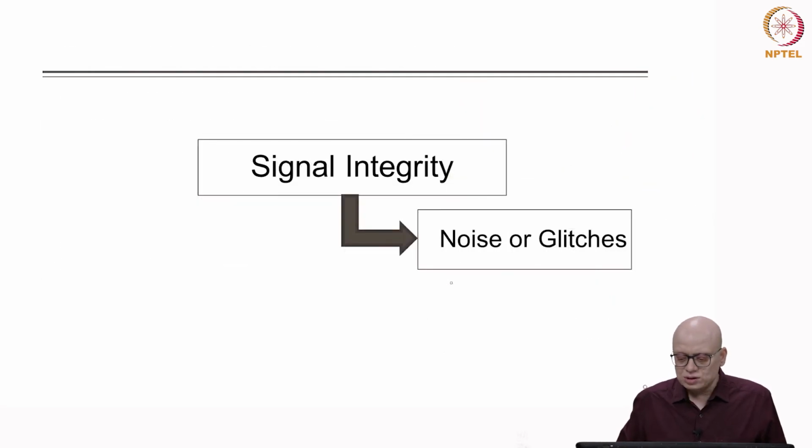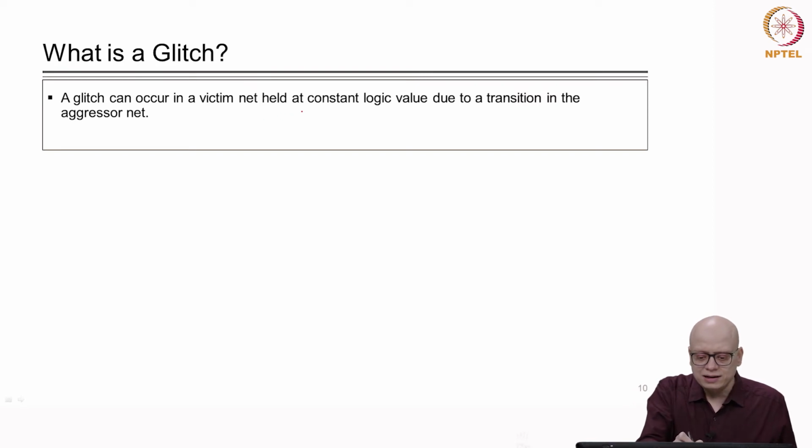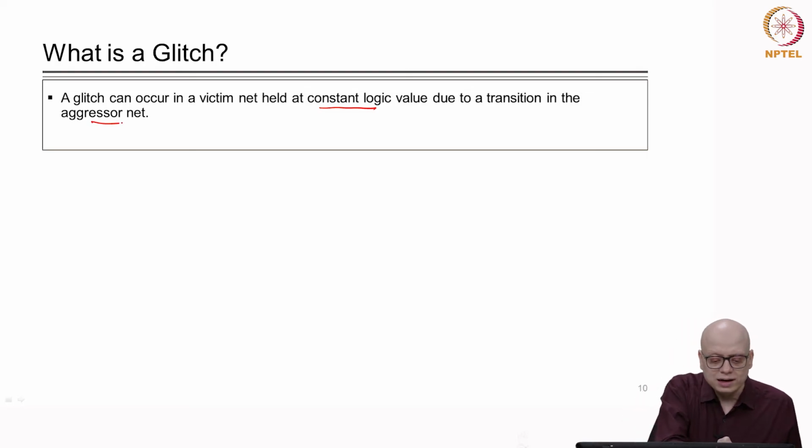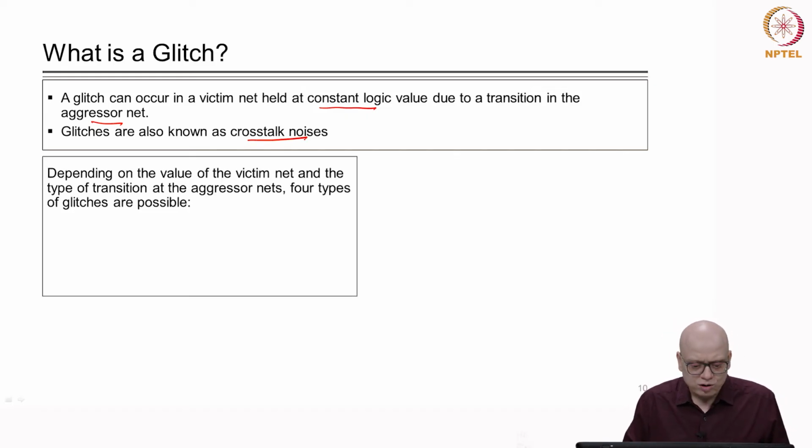Now, let us look into what a noise or glitch is, and how it gets introduced because of activity in the neighboring lines. A glitch can occur in a victim net held at a constant logic value due to a transition in the aggressor net. Glitches are also known as crosstalk noises. Depending on the value of the victim net and the type of transition at the aggressor net, 4 types of glitches are possible. So, what are the 4 types of glitches?